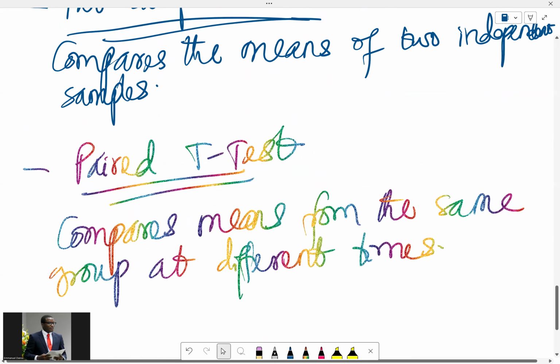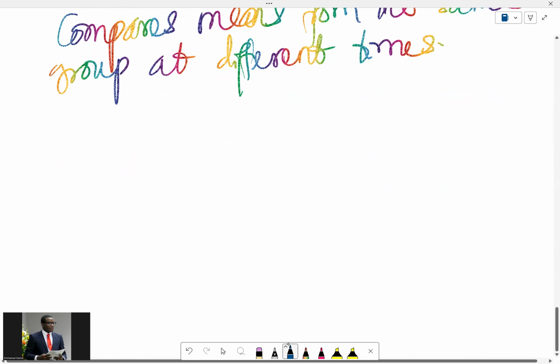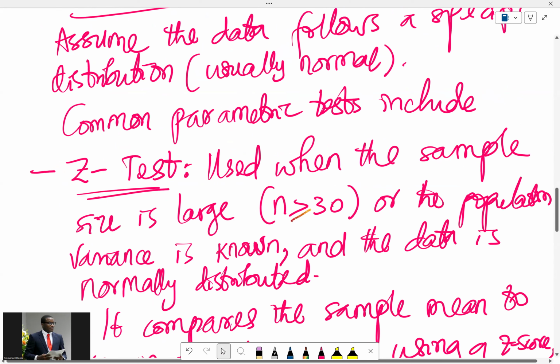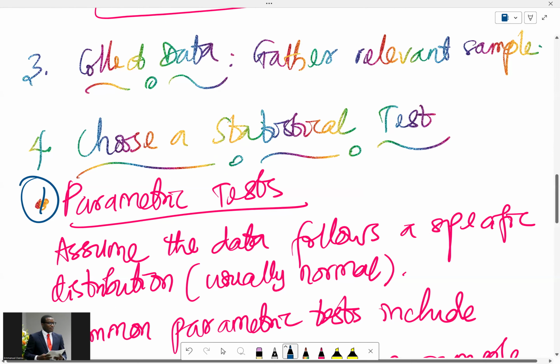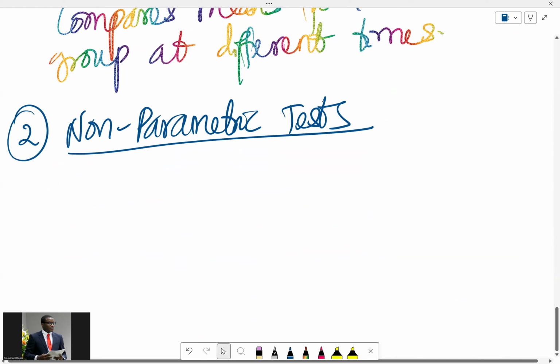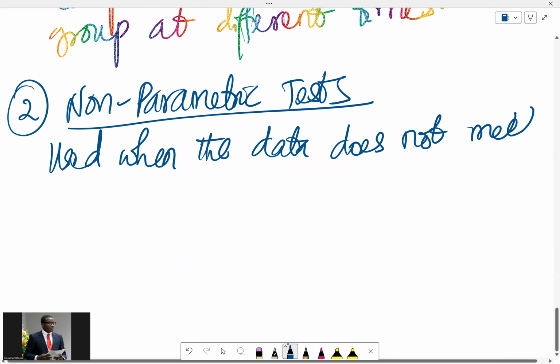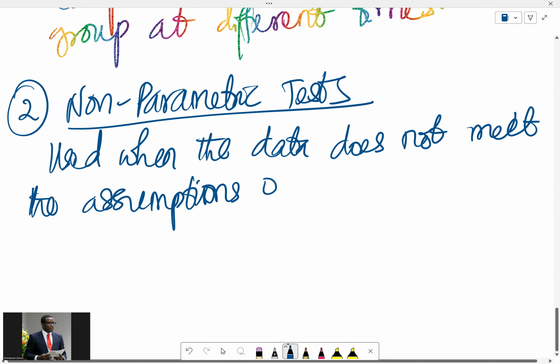So next, let's talk about non-parametric tests. You can see parametric tests as number one, then number two, talking about types of statistical tests, would be the non-parametric tests. Non-parametric tests are used when the data does not meet the assumptions of parametric tests.